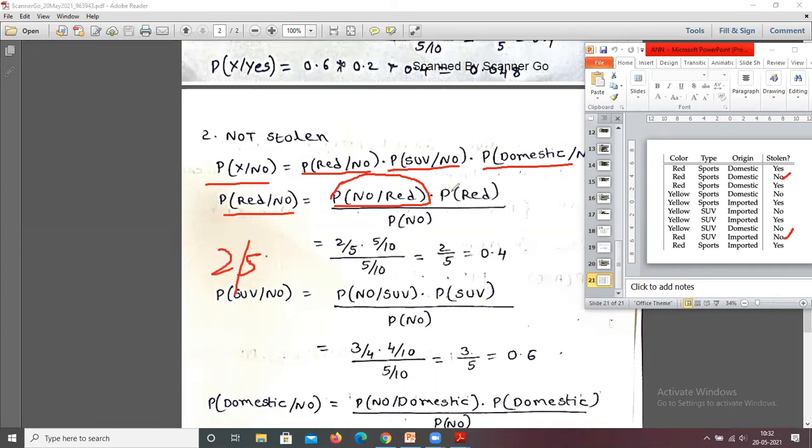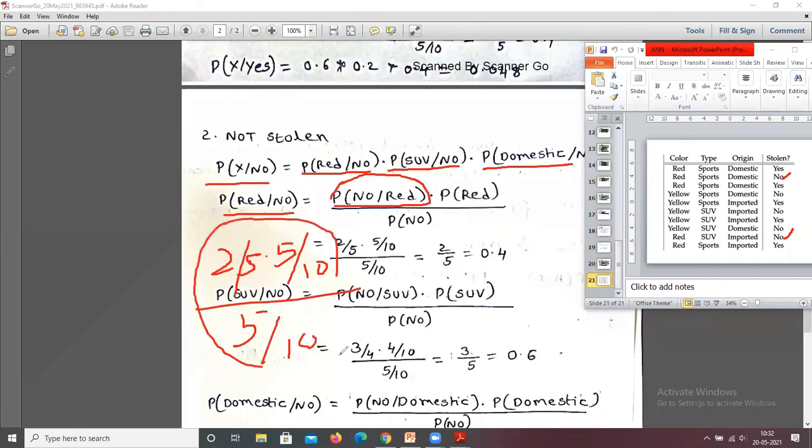And similarly, probability of red: in 10 cars, 5 are red, so 5 by 10, divided by probability of no. Yes and no are both the same, 5 yes and 5 no, so the probability of no is 5 by 10. If you evaluate this, we got 0.4 as an answer for this calculation. So 2 by 5 into 5 by 10 divided by 5 by 10 equals 0.4.